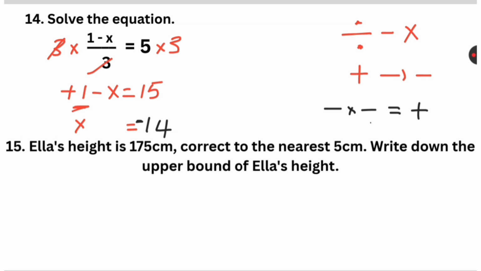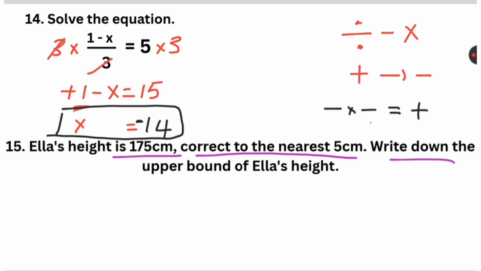So then finally x equal to minus 14. Let's go to the next question. Ella's height is 175 cm, correct to the nearest 5 cm. Write down the upper bound of Ella's height.